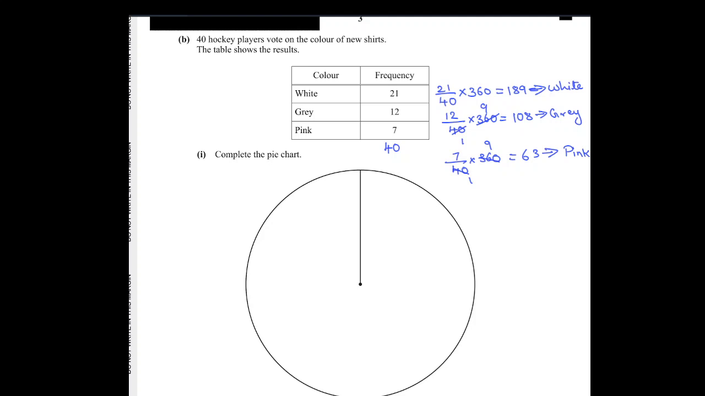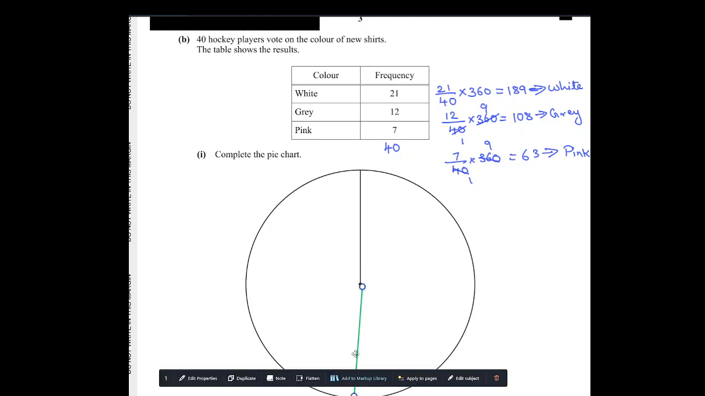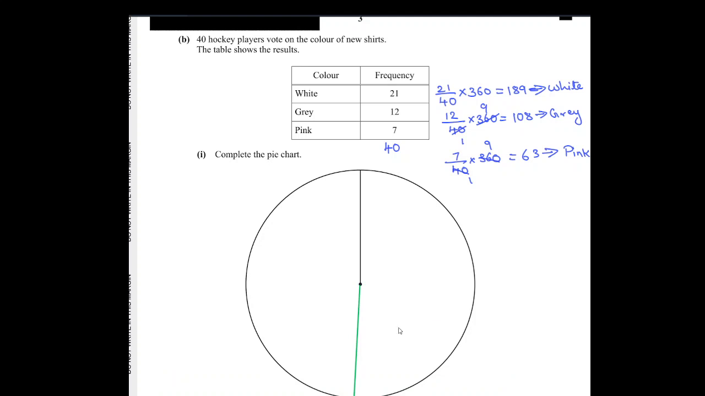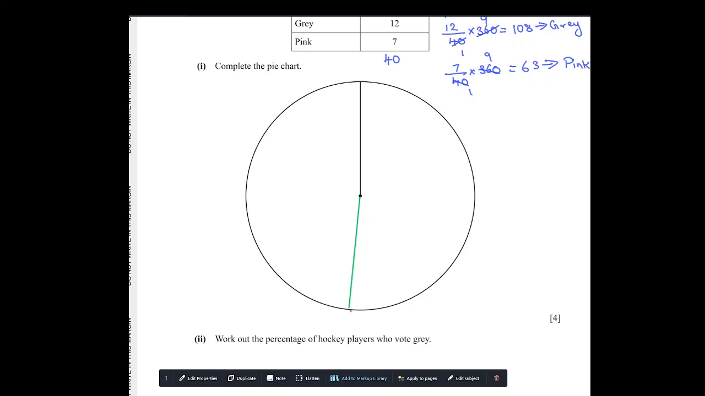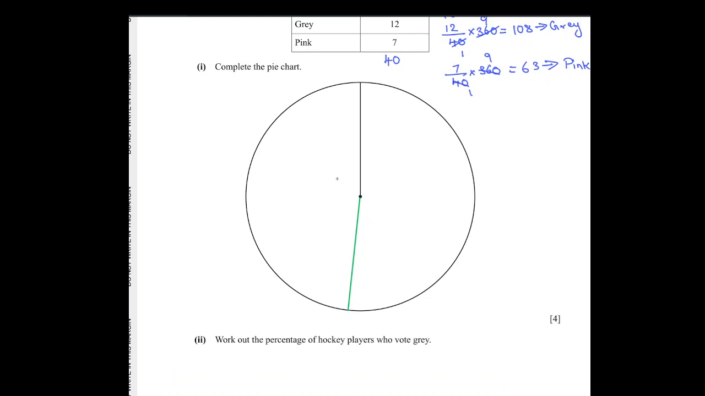So here we got the sector angles. Use your protractor, align the protractor's 0 with this line and take 189 degrees. Maybe it will be something like this. This is 189. Then 108 will be maybe something like this.